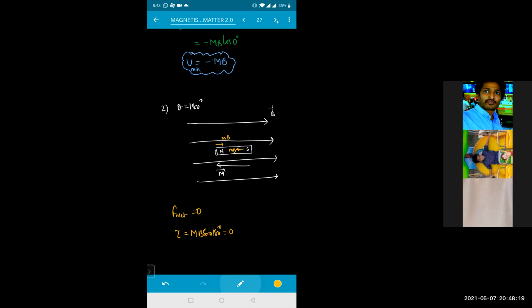If I'm taking these values right now, what will be the equilibrium? Can you tell me? F net is becoming 0, and torque is also becoming 0.